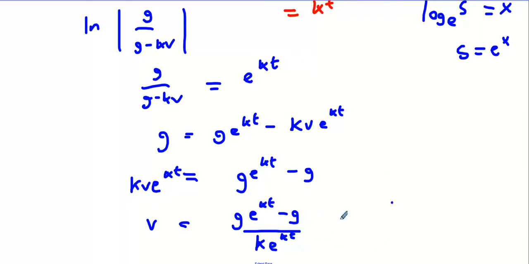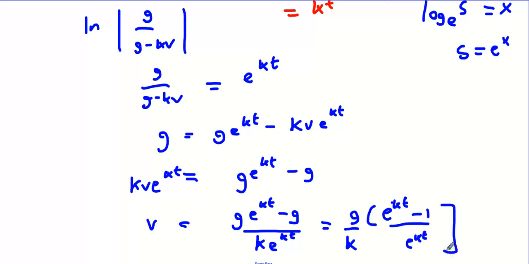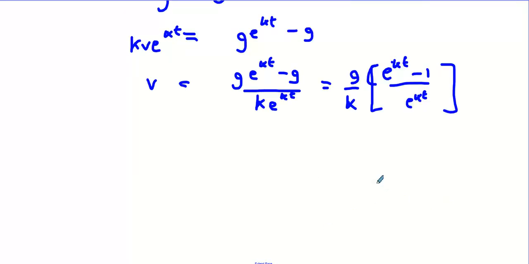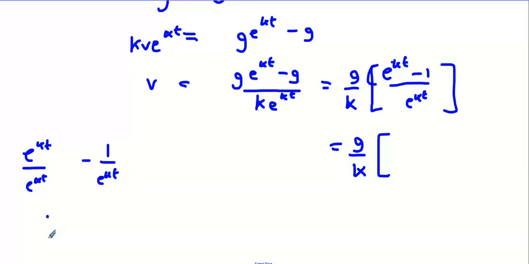You could also thin this out if you want. You could say it's G over K on the outside, and then you could say it's e to the KT minus 1 over e to the KT on the inside here. And some people might in turn break that down into G over K times two parts. You can say it's e to the KT over e to the KT and minus 1 over e to the KT, which is 1 minus e to the power minus KT. That also works.